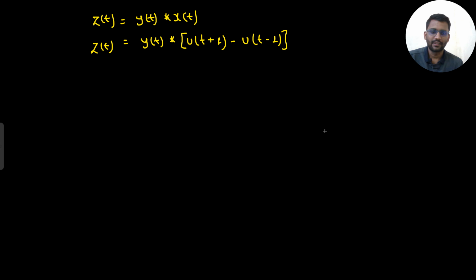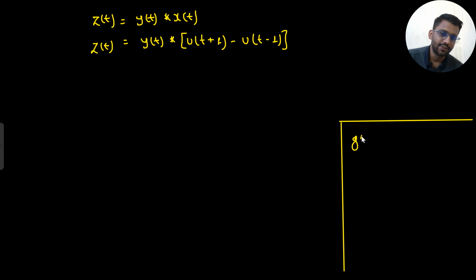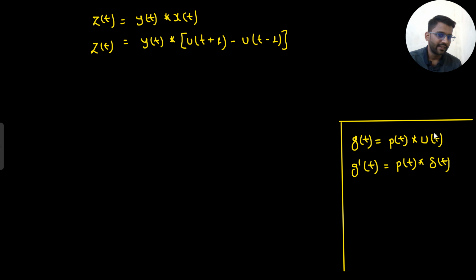Now let's understand a simple concept. Let's assume a function g of t is defined as p of t convolved with u of t. So what you guys do, g dash of t will be equals to p of t convolved with delta t, right? You take the differentiation of u t. If you take the differentiation of u t, it will be delta t. Then for getting again g t, what you guys do, you guys make a running integration, right?